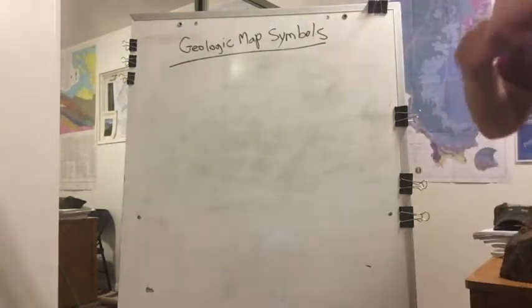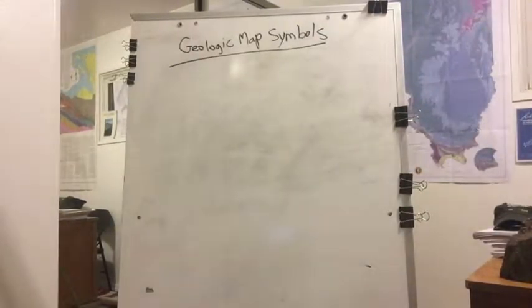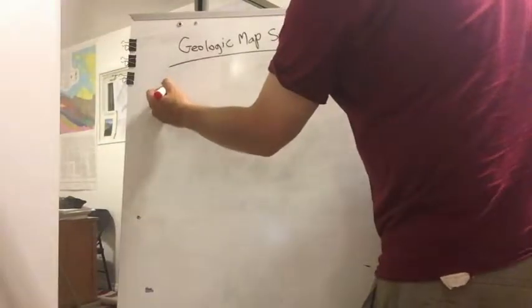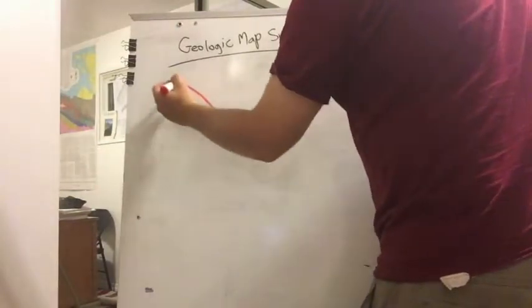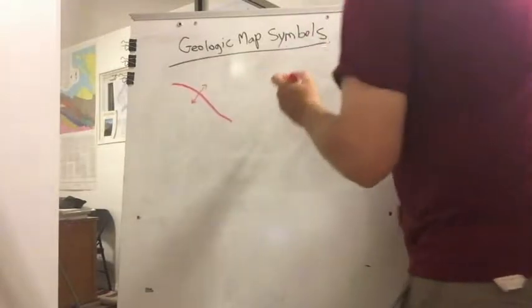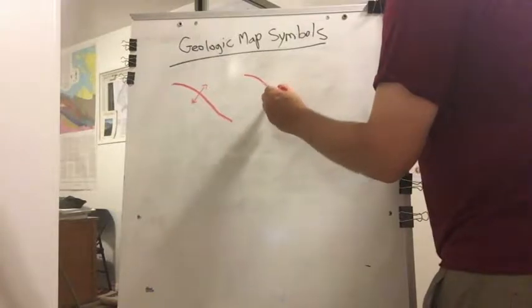So we'll get into red ones. Red is another common color you'll see on a geologic map. A lot of times you'll see something like this, or something like this.